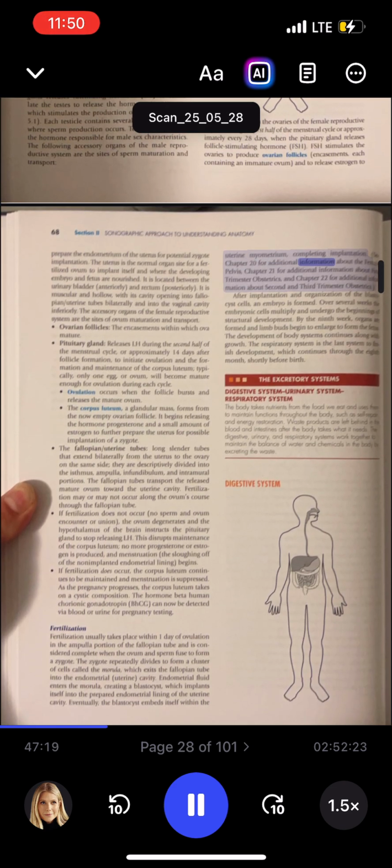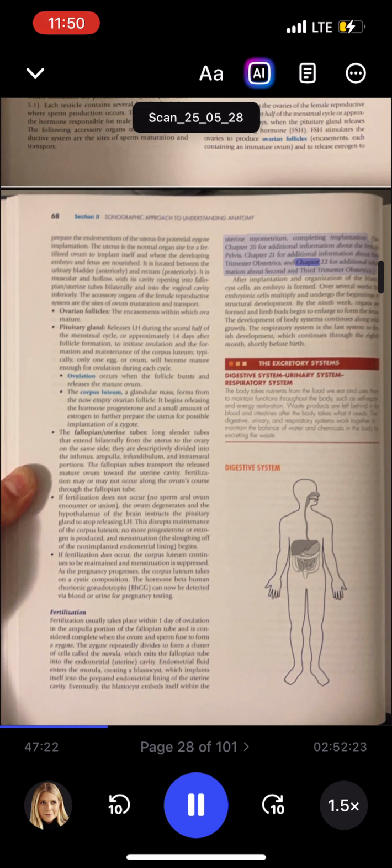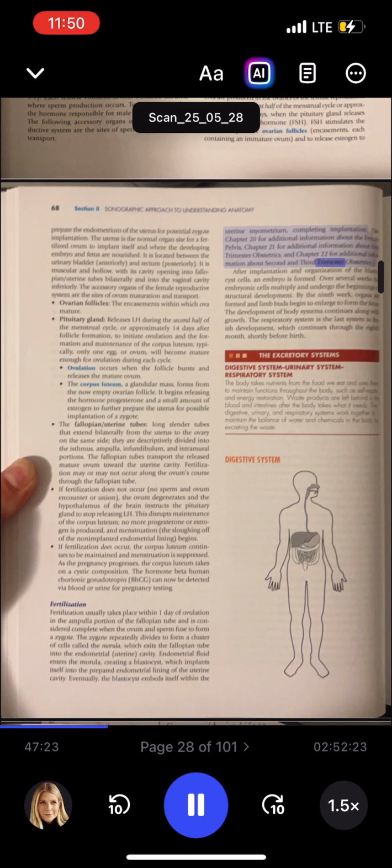See Chapter 20 for additional information about the pelvis, Chapter 21 for additional information about first trimester obstetrics, and Chapter 22 for additional information about second and third trimester obstetrics.